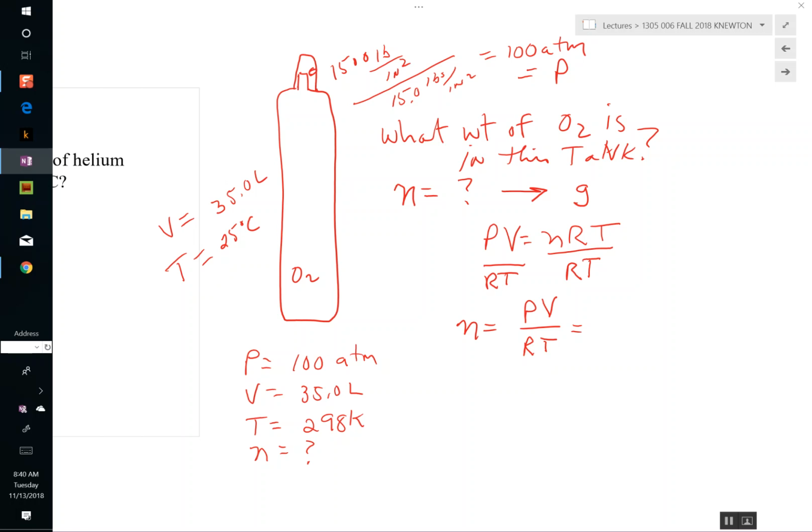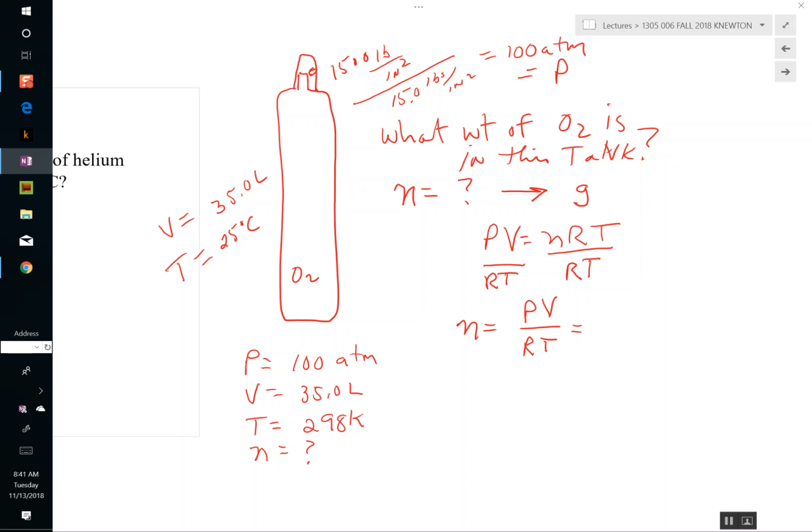Remember now, N is going to come out in moles. The units of N are going to be moles, and you have to convert the moles to grams. This is what I'm trying to have you see in these ideal gas law problems. The amount of gas could be asked for in moles or grams, but the law itself gives you moles. So whenever it's asking for a mass of the gas, you've got to go from the moles and convert back to grams.